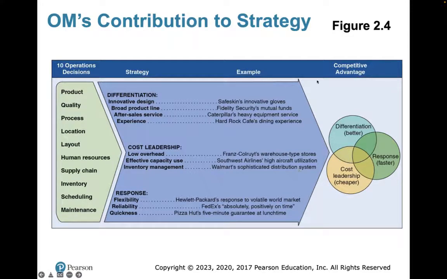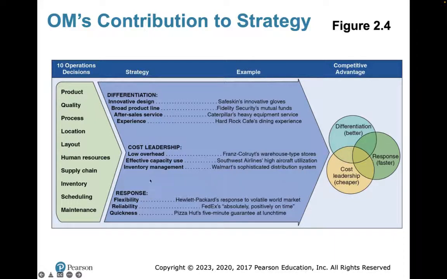Okay, and this is a great kind of chart here. Again, some more examples here. Okay, so differentiation, we have our cost leadership, and then we have our response. Okay, so response can also be maybe flexibility and not just quickness as well.